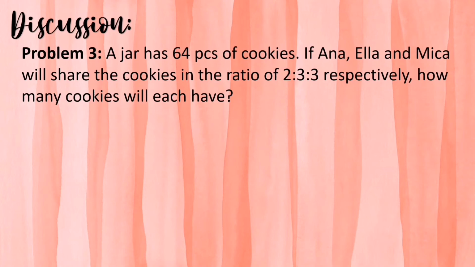So, para i-solve yan, yung 2:3:3 ay dadagdagan lang natin ng n. So, magiging 2n plus 3n plus 3n is equal to 64. So, bakit natin dinagdagan ng n? Because we are looking for the cookies of Ana, cookies of Ella, and cookies of Mika. So, yung 2, 3, 3 ay part pa lang nila. Okay?